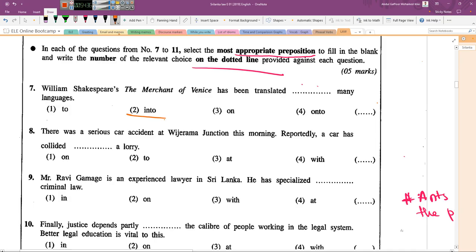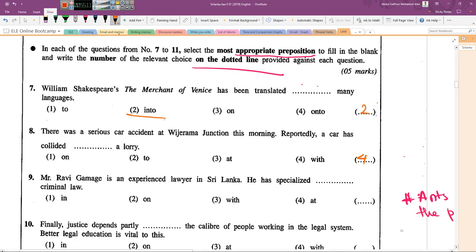Right. Okay. The next thing is, there was a serious car accident at Vijayarama Junction this morning. Reportedly, a car has collided with a lorry, right? Because by reading only this will come to you, because we cannot study all the prepositions that come after a particular verb, right? So you have to read newspapers and consume a lot, then only you can produce a lot in the examination. So the answer is with, so the answer is for here too, right?